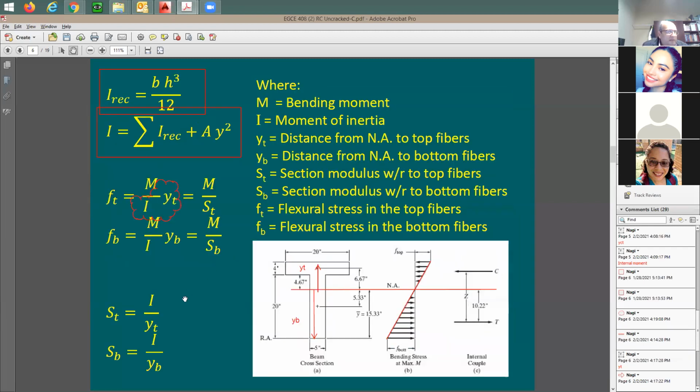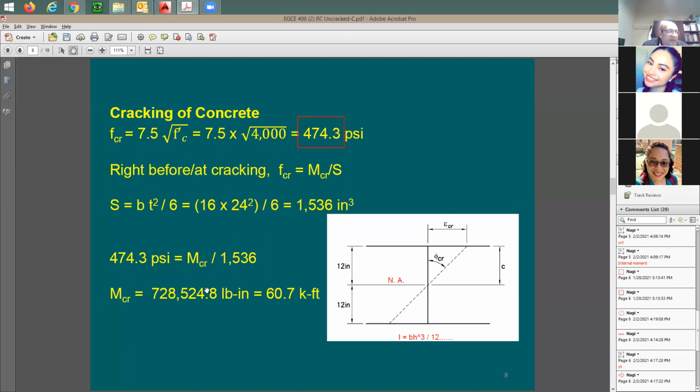Look at this. Section modulus top and bottom is different. Why? Because this distance, Y top, is different from Y bottom. But in my case here, it's going to be the same, 12 inches and 12 inches. So this S is going to work for S top and S bottom. It's the same, equal to BT squared divided by 6.